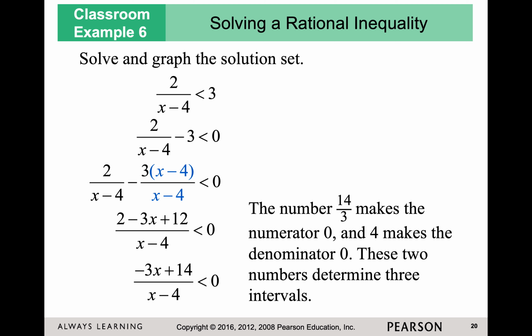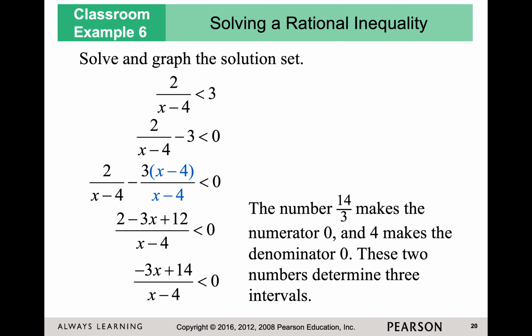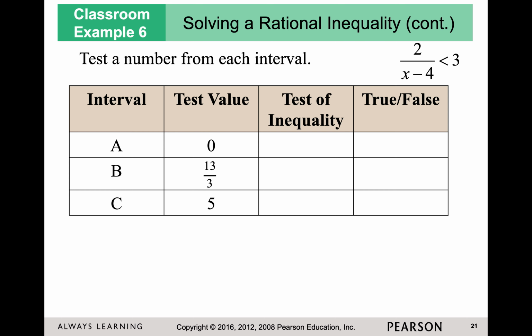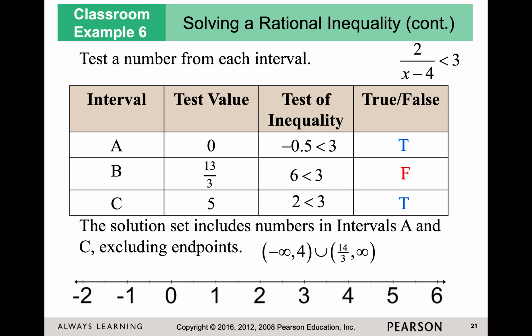But I'm creating my interval by looking at where those values are that I just found. So I have 14 over 3 makes the numerator 0, and 4 makes the denominator 0. So when I set up those intervals, that's what I'm doing. I'm using those values. And then there's my solution. Here's my number line, shade them in.